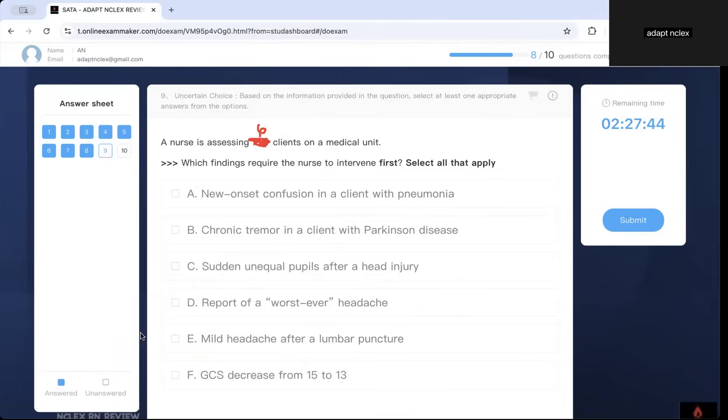A nurse is assessing 6 clients on the medical unit. Which finding requires the nurse to intervene first? Select or apply. A new onset of confusion in a client with pneumonia. Chronic tremor in a client with Parkinson's disease. A sudden unequal pupil after head injury. Report of the worst headache of my life. Mild headache after a lumbar puncture. And a GCS that has decreased from 15 to 13.